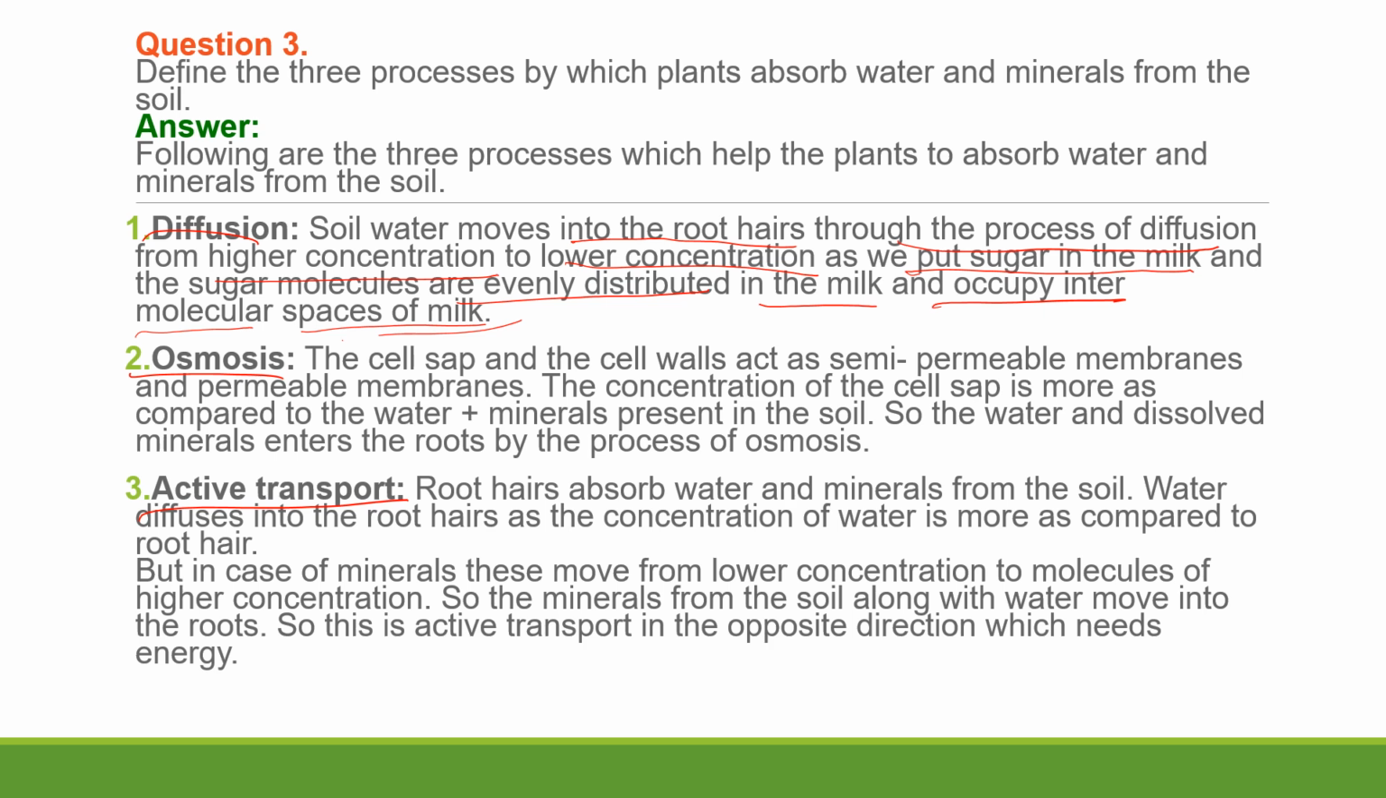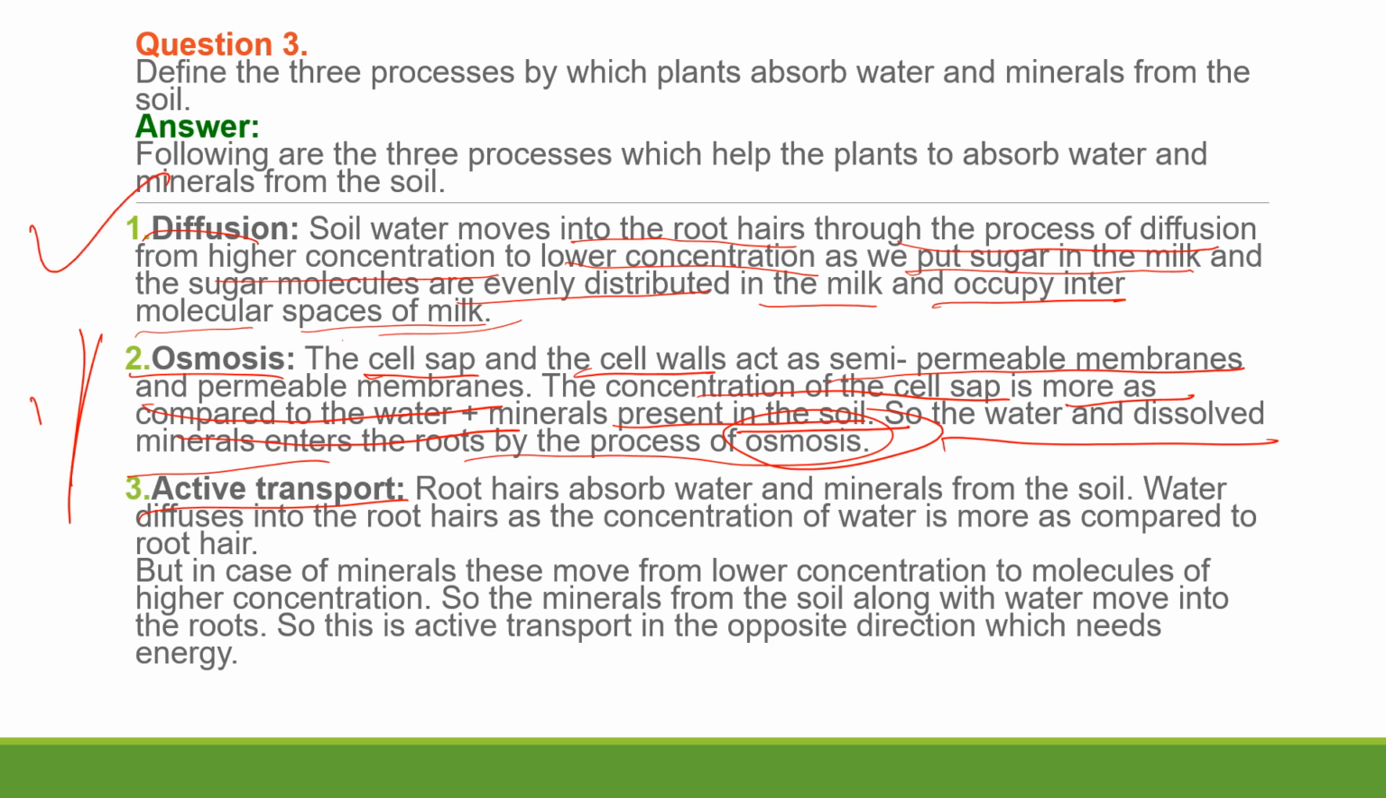So osmosis is that the cell sap and the cell walls act as a semi-permeable membrane, and the concentration of the cell sap is more as compared to the water and minerals present in the soil. This is what I told now. So the water and dissolved minerals enter the root by the process of osmosis. Okay. So these are the three processes by which the plants absorb water and minerals from the soil.